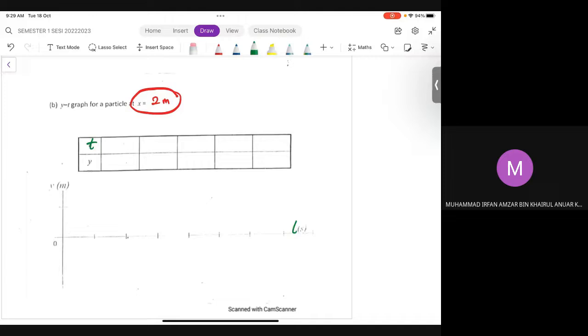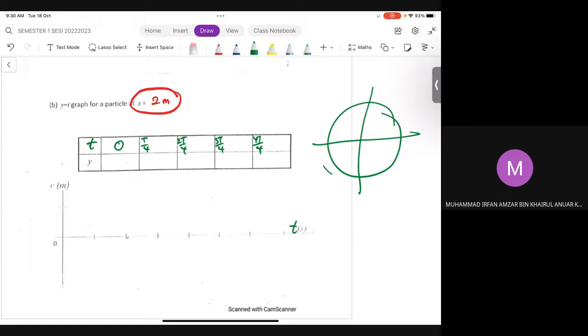Okay, bila you cerita pasal time, you kena fokus dekat period lah. So again, kita akan start dengan 0. Tetapi kolom yang ni semua adalah period punya. So kita akan pecahkan T over 4, 2T over 4, 3T over 4, 4T over 4. Kenapa madam bagi 4? Sebab untuk completekan satu cycle, satu period. Period adalah time taken to complete one cycle, right? So kita boleh pecahkan dia kepada 4 kuadran. Kita boleh pecahkan dia kepada 4 kawasan.